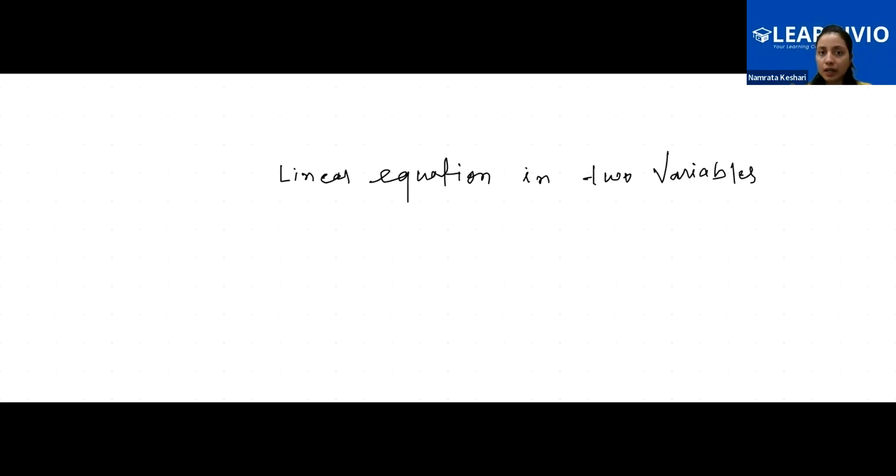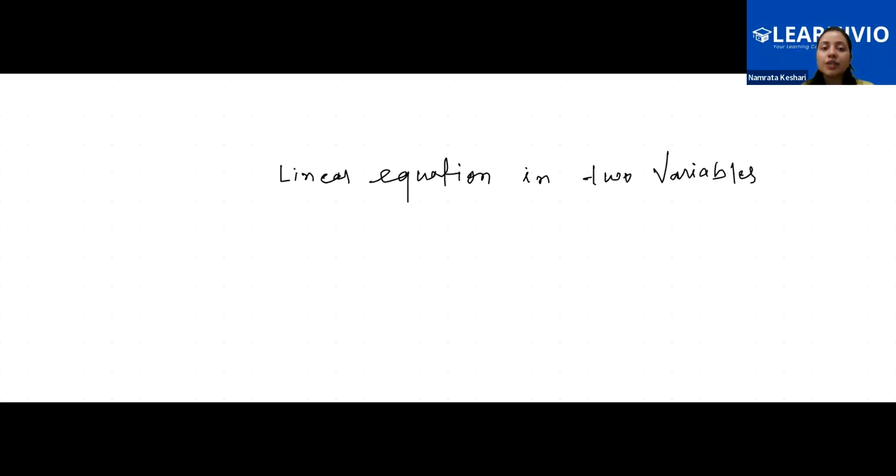Okay. So today we are going to discuss linear equation in two variables. Now, the basic of this one, Sazia, you already know. Sara and Ayan, focus over here. Okay, linear equation in two variable.